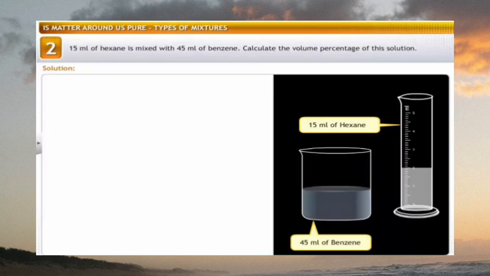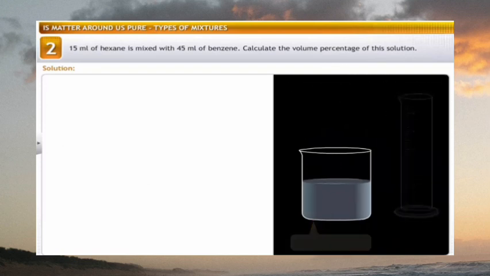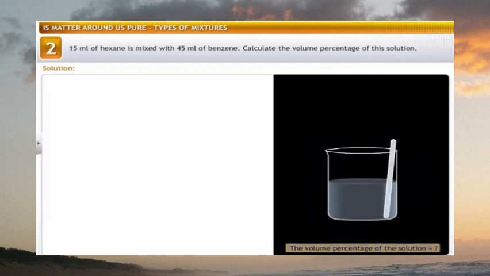Let's try out another example. 15 milliliters of hexane is mixed with 45 milliliters of benzene. You want to calculate the volume percentage of the solution. In this problem, the volume of the solute, hexane, is 15 milliliters and the volume of the solvent, benzene, is 45 milliliters.